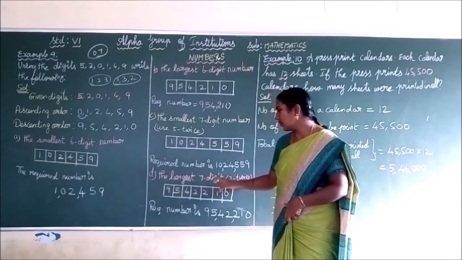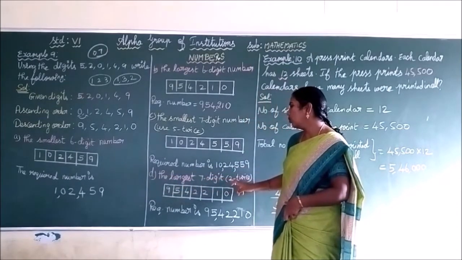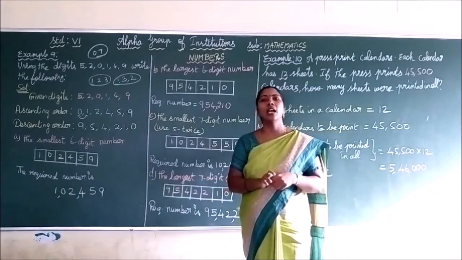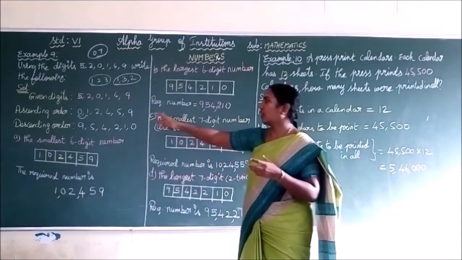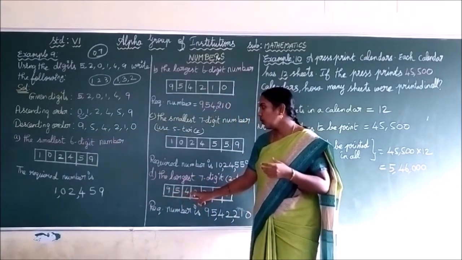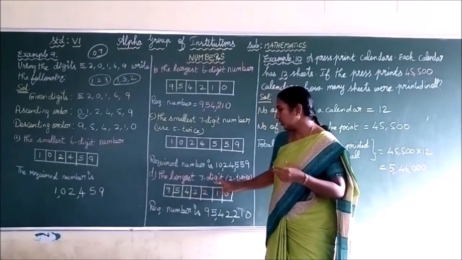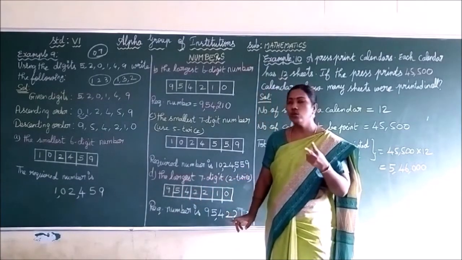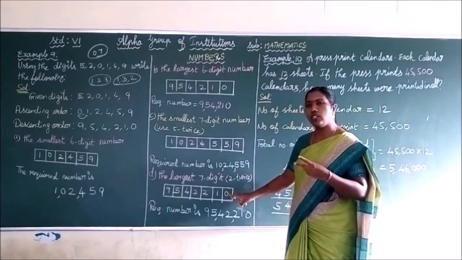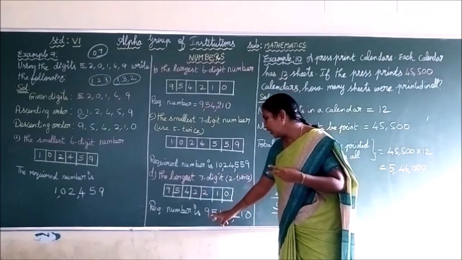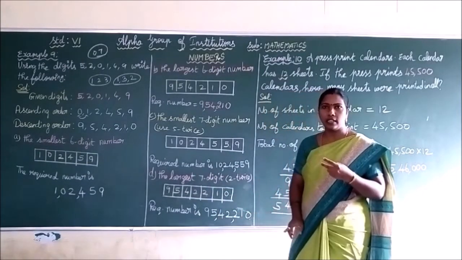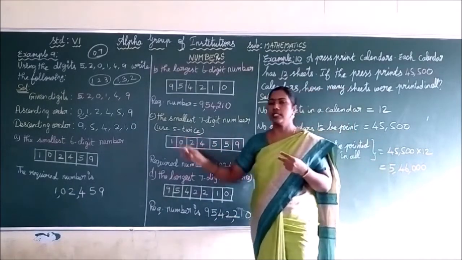The largest 7-digit number, and the number 2 comes 2 times. It's clear, the largest means we have to use descending order. What is the descending order here? This one. So what is the first number? 9, 5, 4. What is the next number? 2. But the given condition is you have to use the number 2 two times. That's why we are writing 2, 2 and then 1, 0. Thus the required number is 95,42,210. It's clear children.